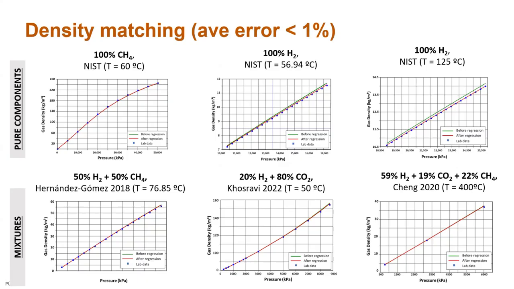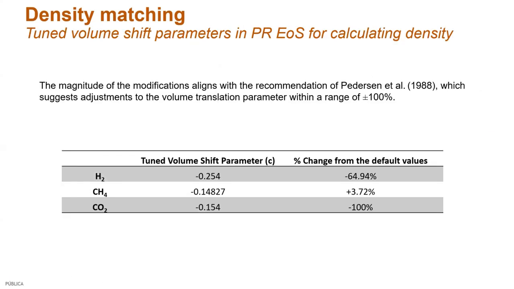Oh, yeah, you're right. Okay. For density, it's very simple. It's very simple to match and to predict. Only small deviations might need to be fixed, only small variations at higher pressure. The challenge is for viscosity.